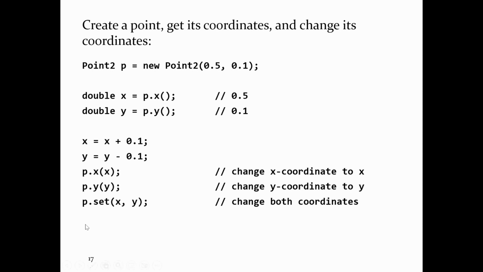And then finally, there's another method called set, and set lets you change both the x and y values at the same time. There are actually lots and lots of other methods in the Point2 class, but we're actually going to implement the Point2 class during the lectures, so we'll see the other methods and how you implement them.